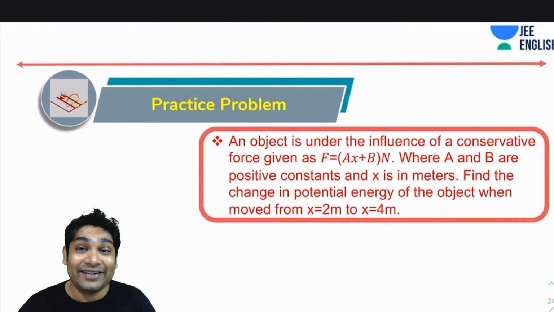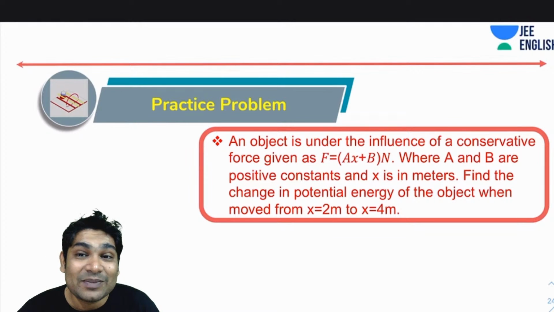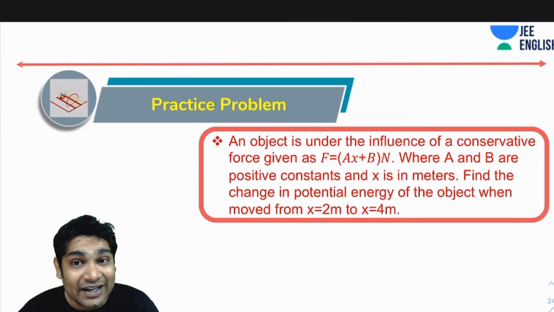So now why don't we try an example. An object is under the influence of a conservative force which is given as F equals AX plus B, where A and B are positive constants and X is in meters. Then find the change in potential energy when the object is moved from X equals 2 to X equals 4.